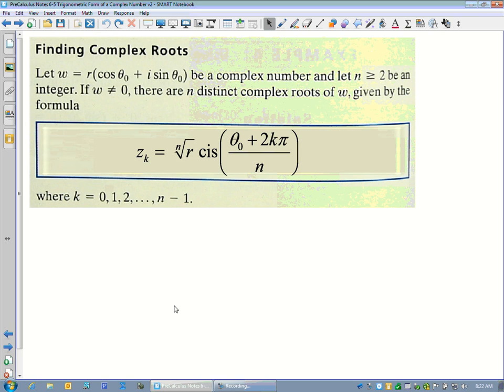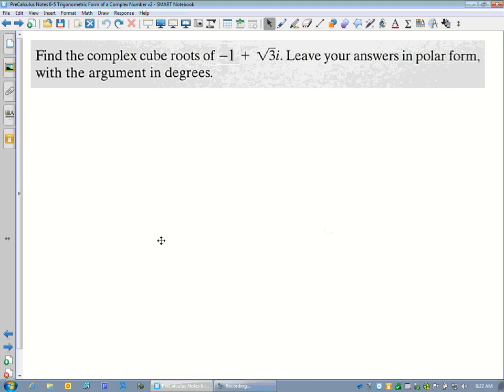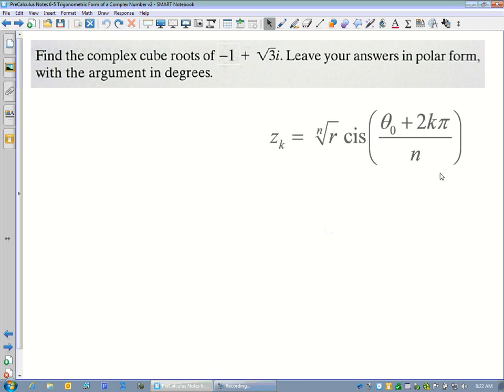All right, so let's go ahead and jump into a problem here. We're asked to find the complex cube roots of -1 + √3 i. And they want us to leave the answer in polar form with our argument in degrees. Again, just refreshing your memory on the formula here. We want to know three things in order to be able to use this formula: n, r, and theta. Now the n, I get right from the problem. They want the complex cube roots, so n is equal to 3. If they wanted the square roots, n would be 2, and you just get it from which root you're taking.